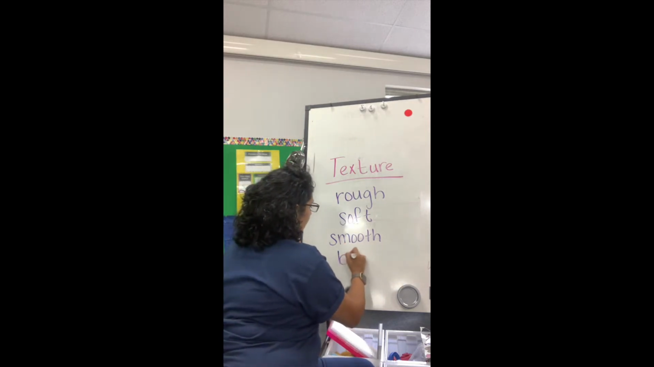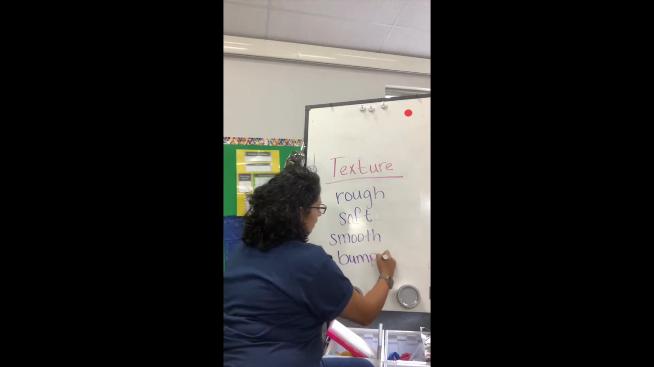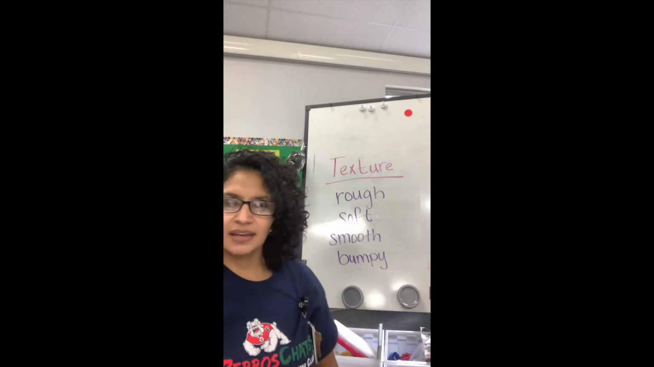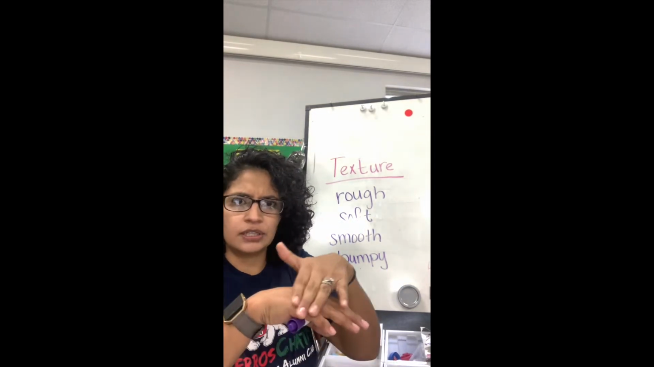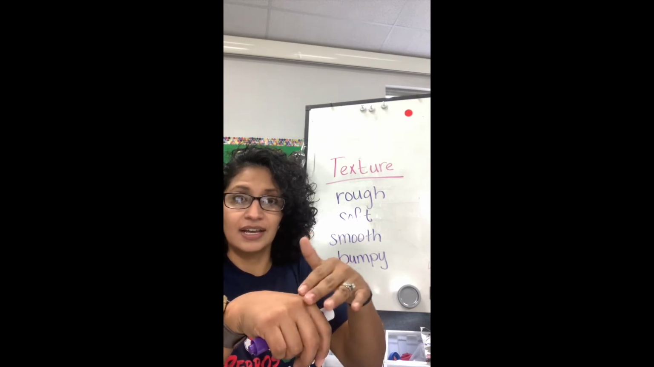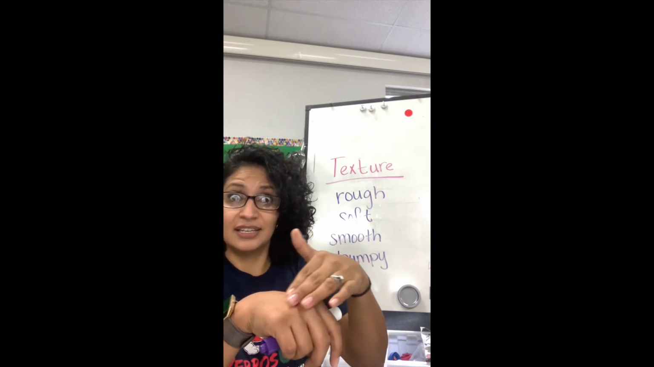And we have another one, maybe. You know this one. Bumpy. So when you touch something that has a lot of bumps on it and you feel on top of it, kind of like your knuckles, right? It's bumpy. Can you do that?